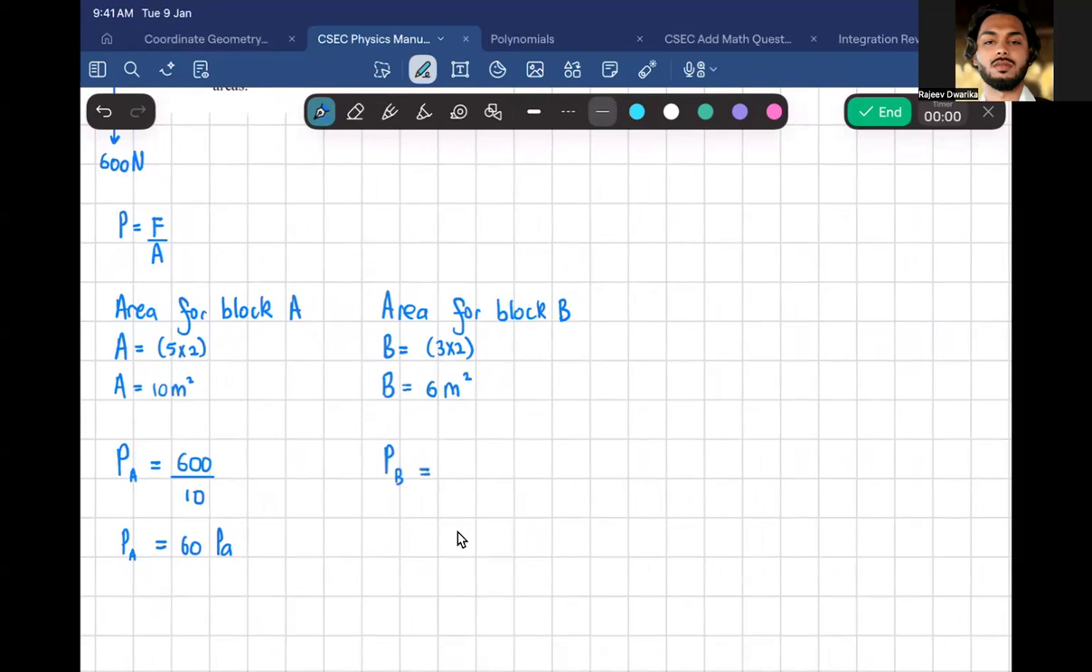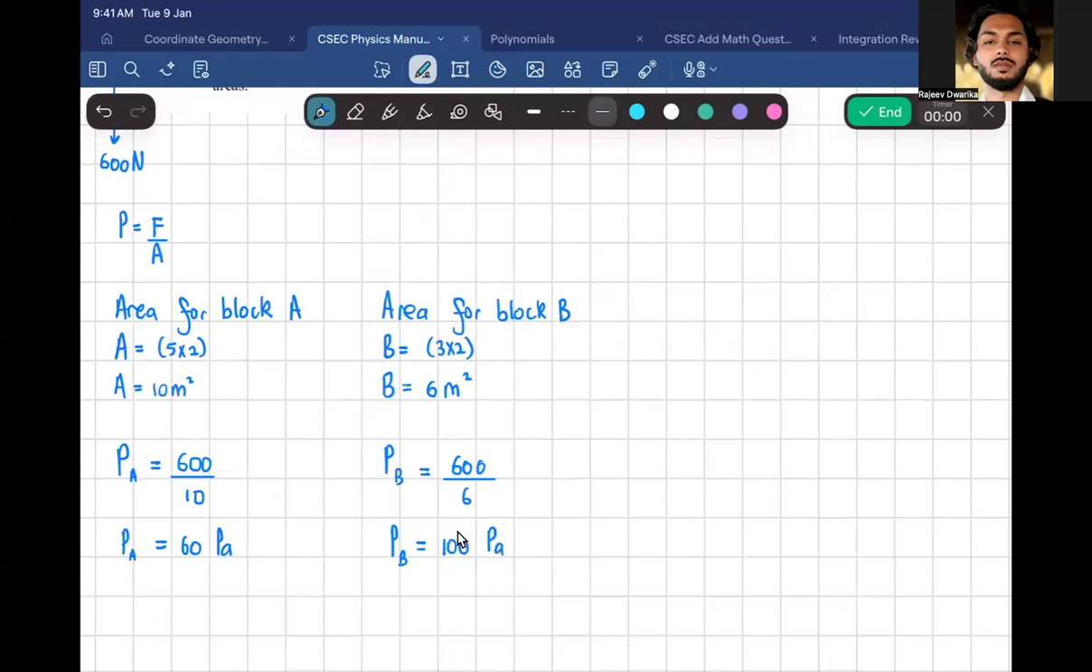Let's find the pressure exerted by block B now. So the force, again, is 600 because they have the same mass. And what's the area? The area is 6. Right? What's 600 divided by 6? 100.